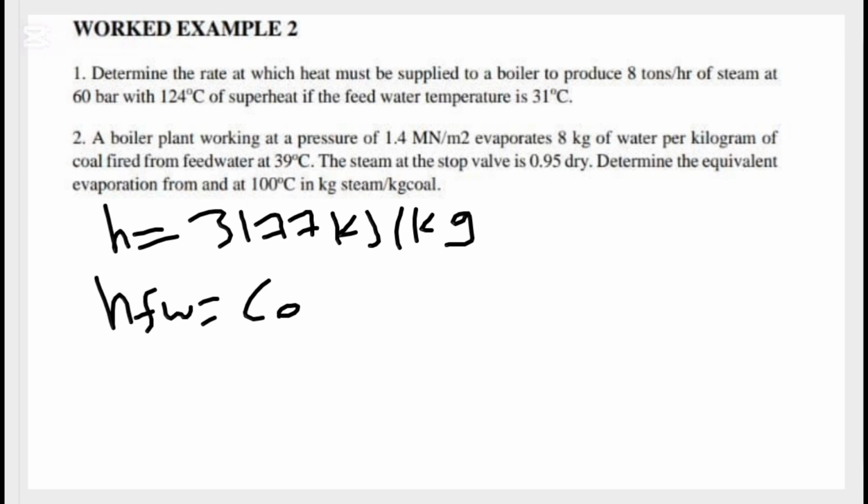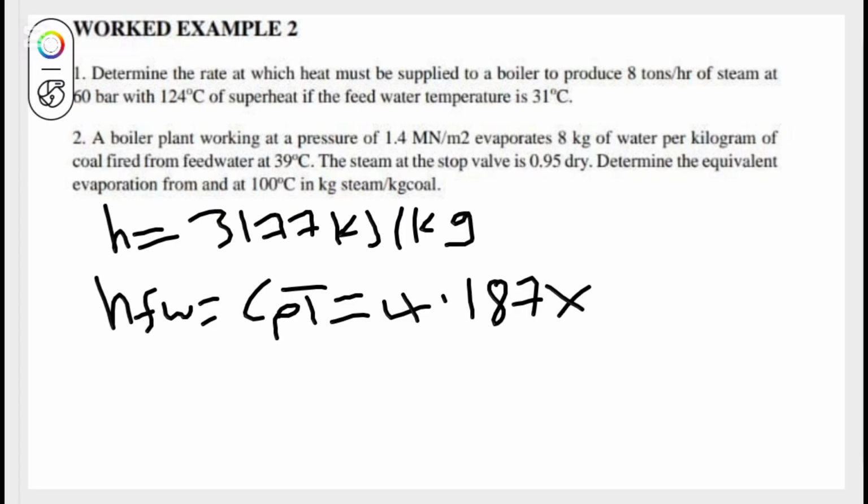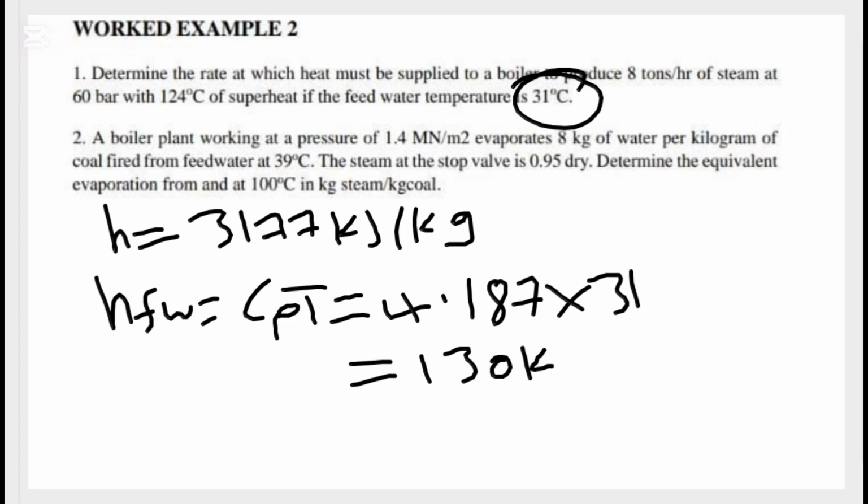And therefore you have to take note that the enthalpy of feed water is always the same thing as Cp multiplied by T. And the value of Cp, as usual, is 4.187. So it is a constant. So I have to multiply by the temperature. This is the temperature as 31. So therefore this will now be equal to 130 kilojoule per kg.